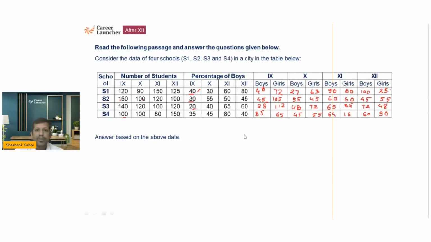Okay, so if I talk about class 9, it is going to be what? 48, 45, 93. 93 plus 28 is going to be 121. 121 plus 35 is going to be 156. Okay. Here it is going to be what? 82.